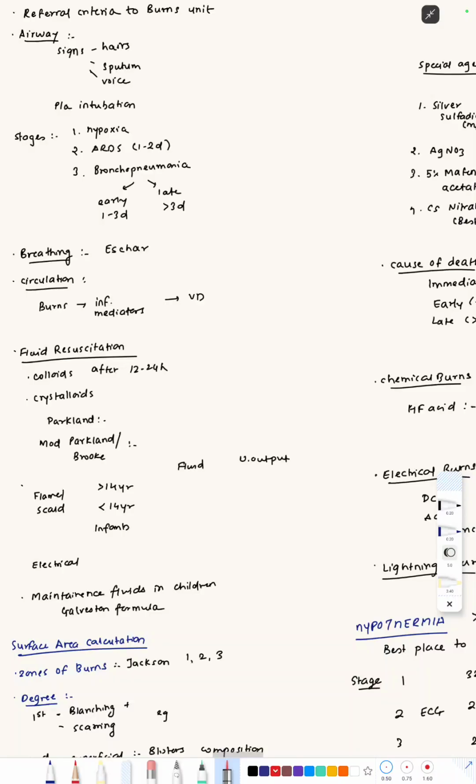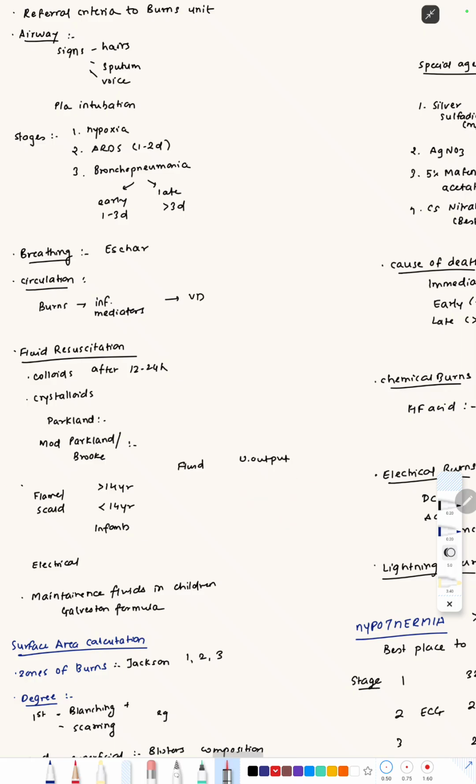So according to the modified burn resuscitation, if it is a flame or a scald, and for more than 14 years, less than 14 years, and infants, this table is very important. The fluid that we have to give is 2 ml multiplied by kg into percentage body surface area. Then for less than 40 years it is 3, and for infants again it is going to be 3. Very important, the urine output for more than 14 years is 0.5 ml per kg. Here it is 30 to 50 ml per hour, and for infants it is 1 ml per kg.